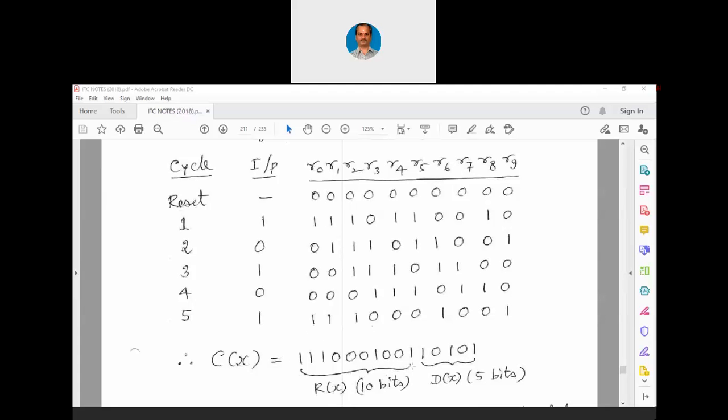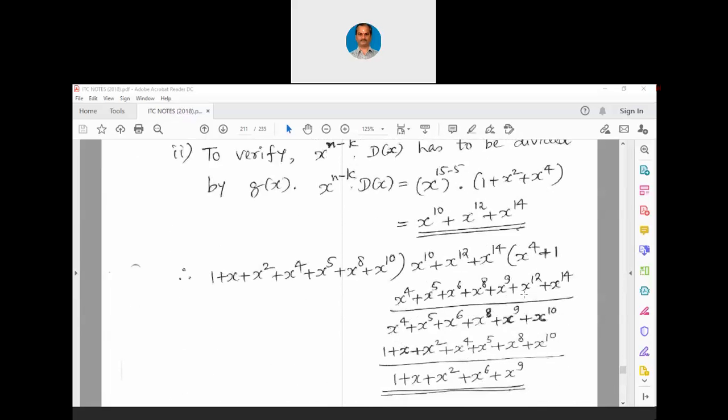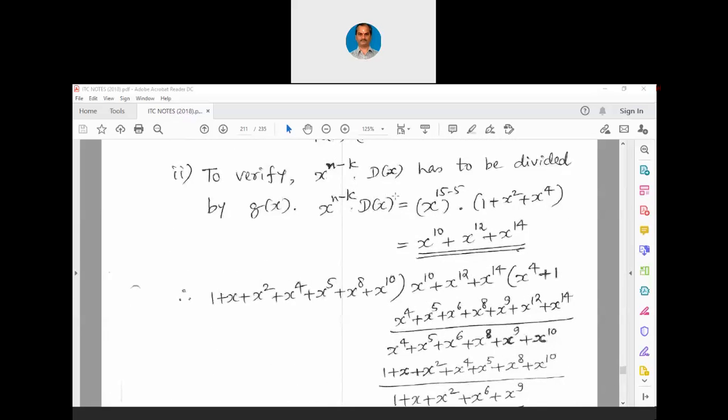Now in the exercise it is asked to verify this. So now let us verify. For verifying, we should have a polynomial division. To verify, x power n minus k into d of x has to be divided by g of x. Let us find out x power n minus k into d of x. That is x power 15 minus 5 into d of x, which is 1 plus x square plus x power 4. Now when we multiply that, x power 10 into 1 plus x square plus x power 4 is x power 10 plus x power 12 plus x power 14. So this is now x power n minus k into d of x.